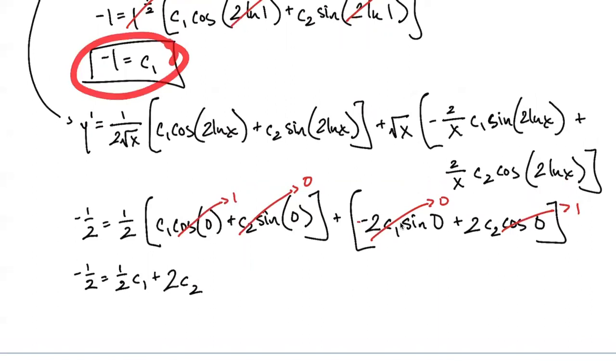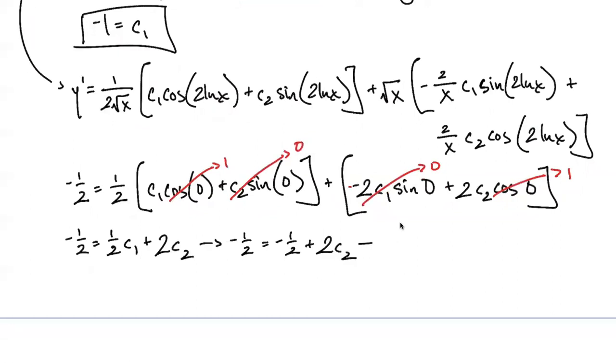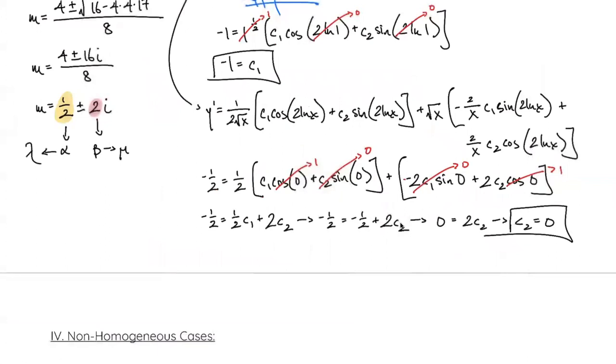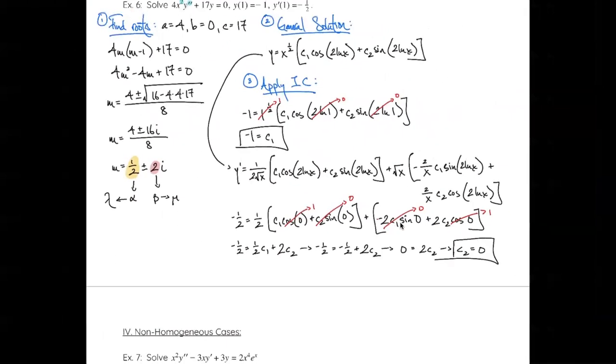We can actually plug in our C1 here to find C2. And so we'll get negative 1/2 equals negative 1/2 plus 2C2. And we'll get 0 equals 2C2. And so our second constant actually is 0. And now we got to go back and fill in our C1 and our C2 in that general form.